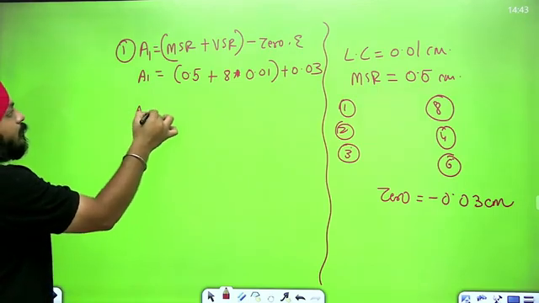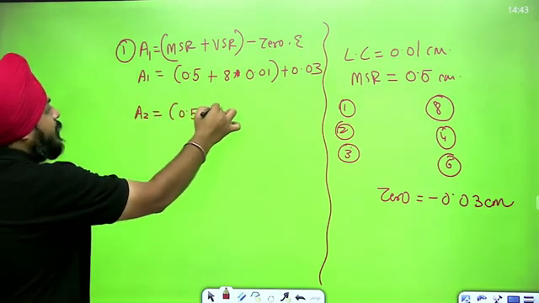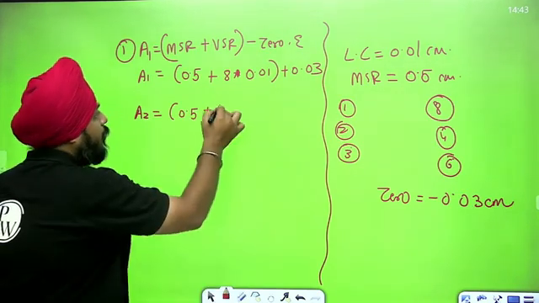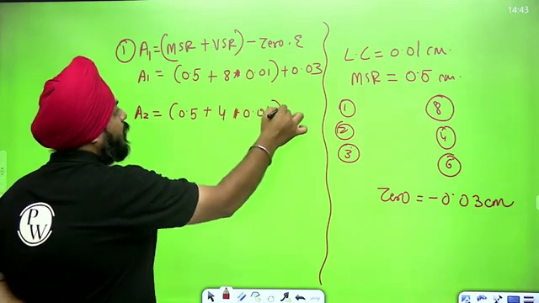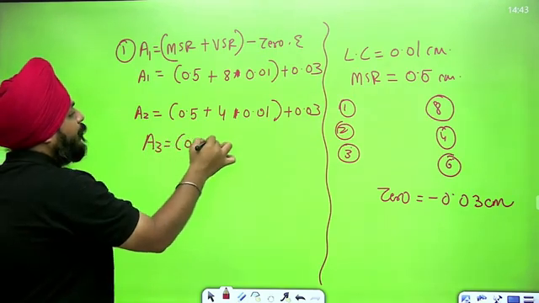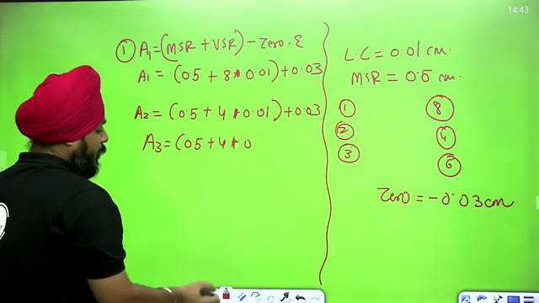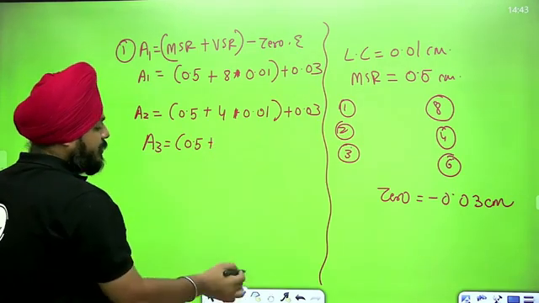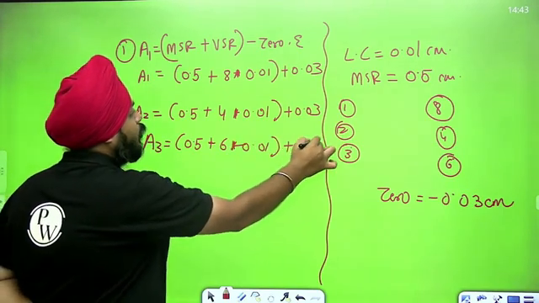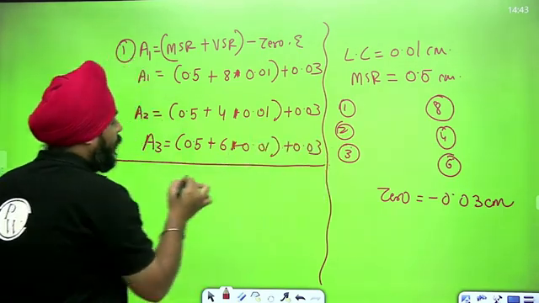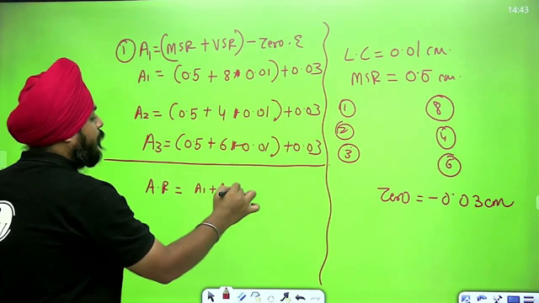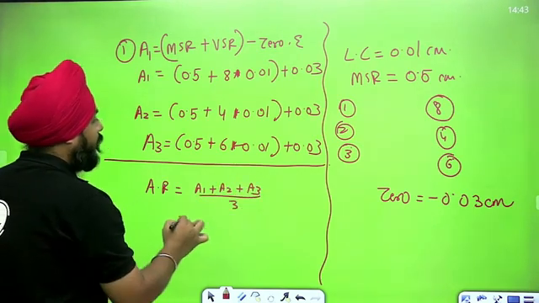A2 is 0.5 plus 4 into 0.01 plus 0.03. And A3 is going to be 0.5 plus 6 into 0.01 plus 0.03. Three readings we are having. What will be the actual reading? The mean of all: A1 plus A2 plus A3, whole divided by 3.